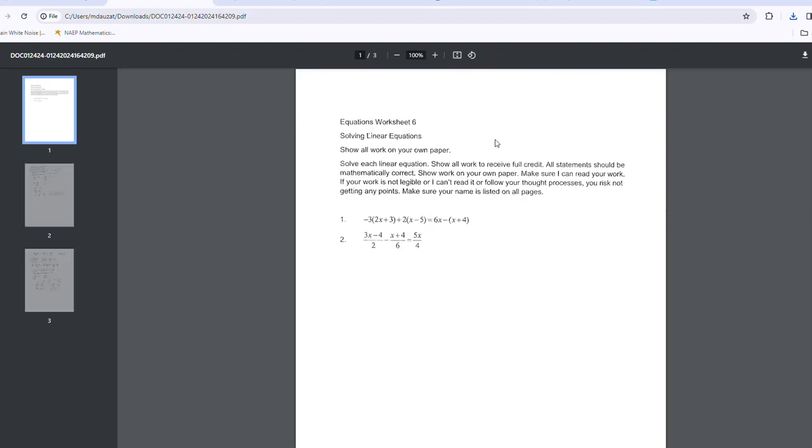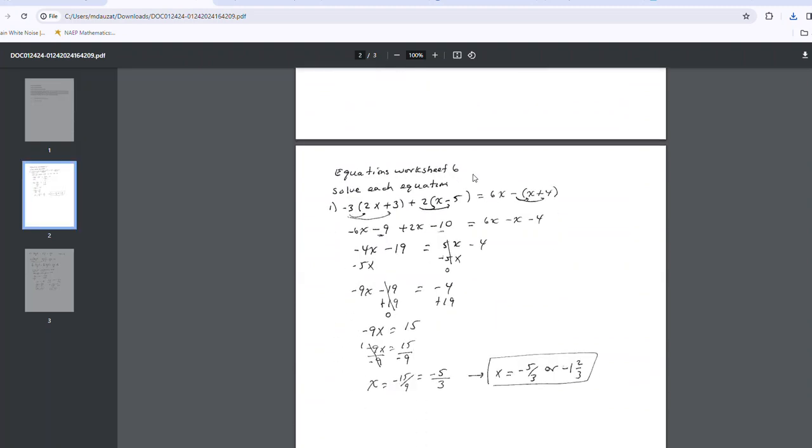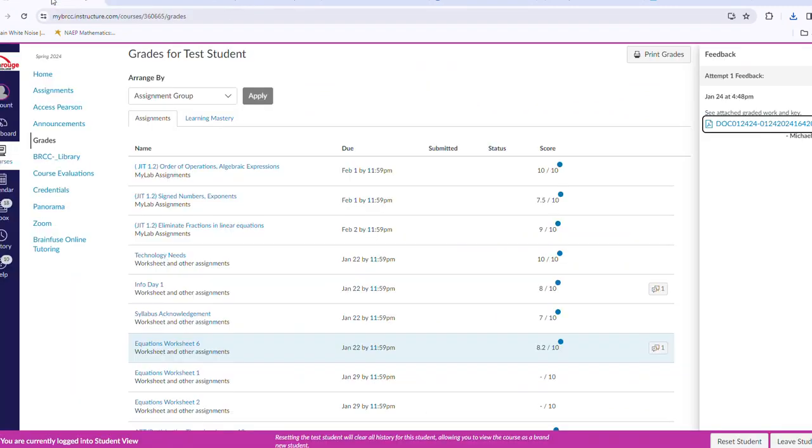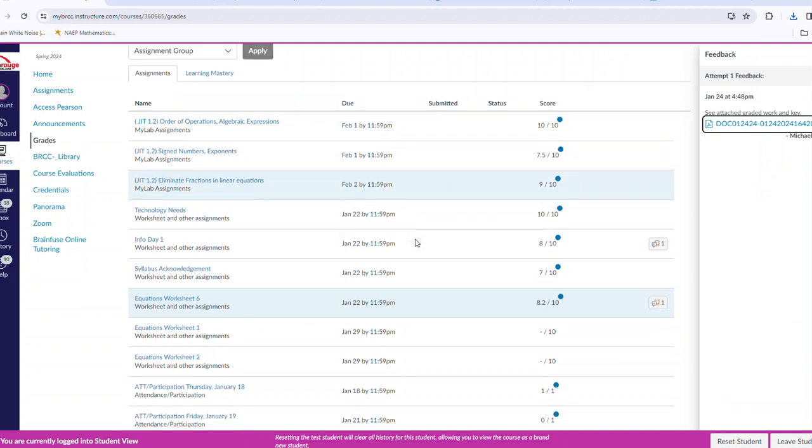notice the first page will be your score and all the comments I made. And the second part, when you scroll down, will be the key. All right, so always go to your grades to see anything I've given back to you.